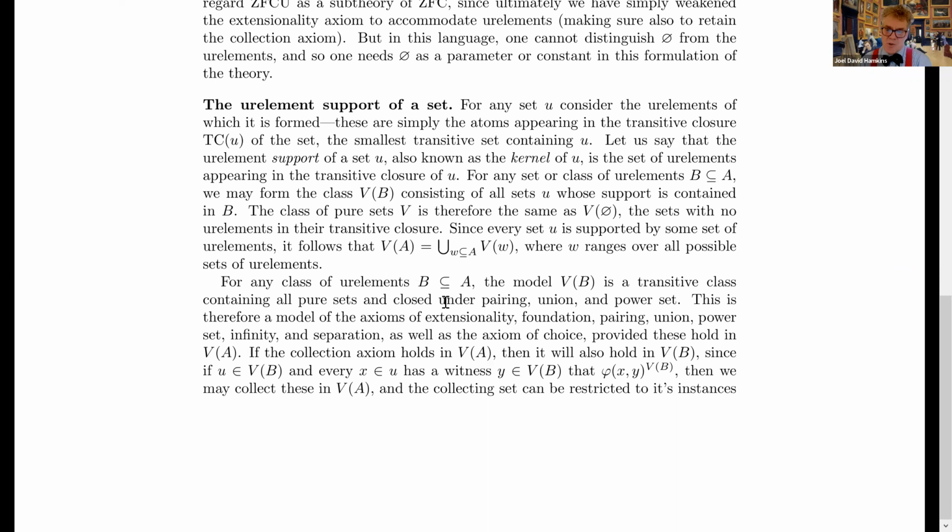If you have a subclass B of urelements, you can make the subuniverse V bracket B, which is the transitive class containing all the pure sets, and it's also easy to see that it's closed under pairing, union, power set, and so on. And so in fact, it will be a ZFCU model if V of A is.